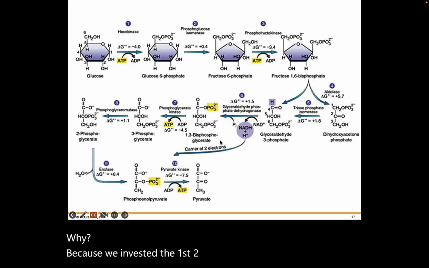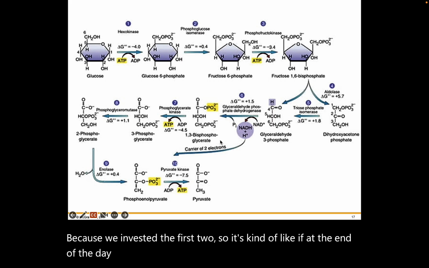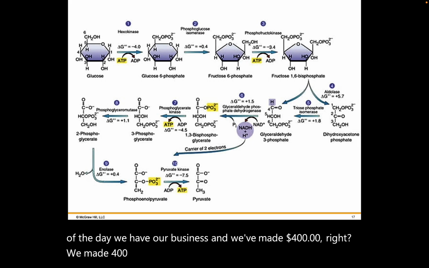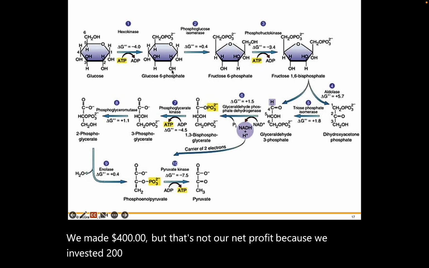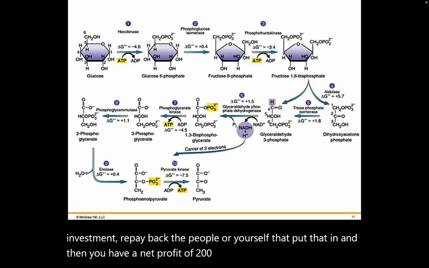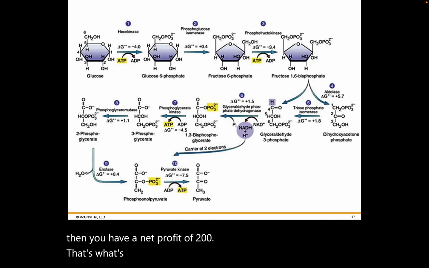So it's kind of like if at the end of the day, we have our business and we've made $400, right? Well, we made $400, but that's not our net profit because we invested $200 to begin with. So we take the $200 out from the initial investment, repay back the people or yourself that put that in, and then you have a net profit of $200. That's what's happening here, right?